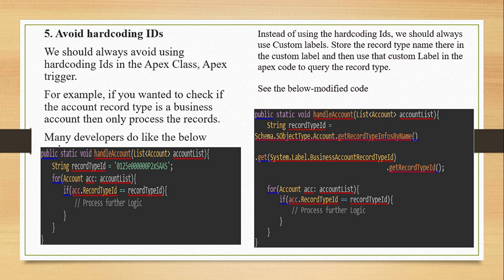Here is the modified version: public static void handle, List<Account> accountList. The record type ID is equal to Schema.SObjectType.Account.getRecordTypeInfosByName().get('System Level Business Account').getRecordTypeId(). Then for Account acc : accountList, if acc.RecordTypeId is equal to recordTypeId, then further the logic you will enforce that.